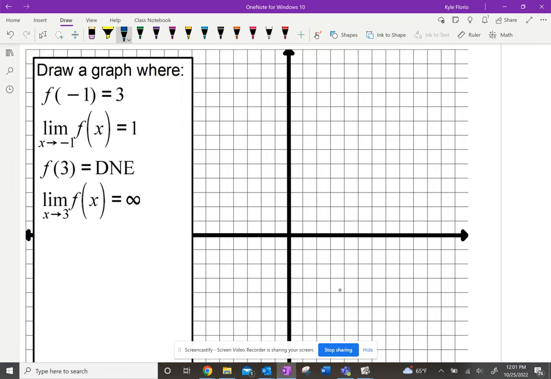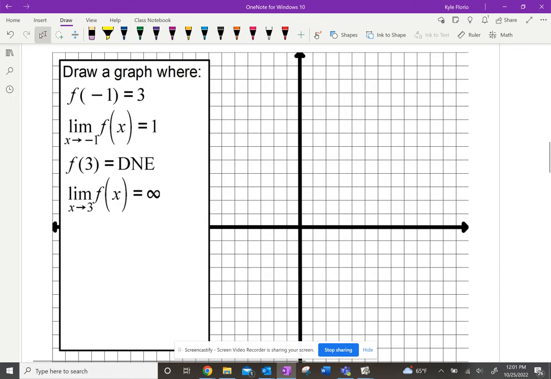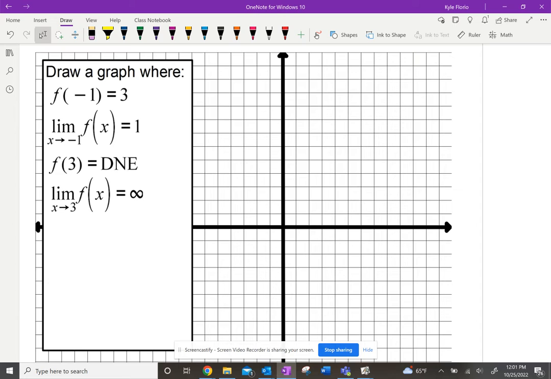So pause the video, take a minute to write down these properties, all four of them, and we're going to try to sketch what a graph with these properties would look like. There are a billion different ways I can draw a graph with these properties, but I'm just going to come up with an example that fulfills all four of these.